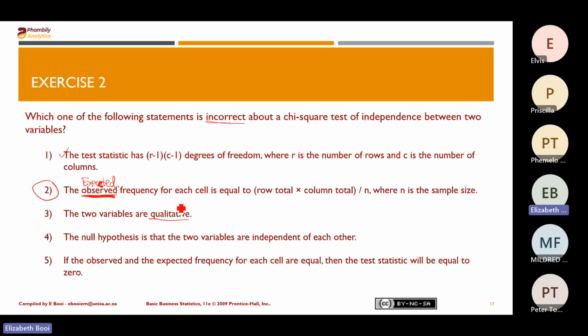The 2 variables are qualitative. Yes, they are qualitative because we're working with categorical variables. That statement is correct. The null hypothesis is that two variables are independent. Yes, we always know that for a null hypothesis, the statement always has to be independent. If the observed and the expected frequency for each cell are equal, then the test statistic will be equal to 0.